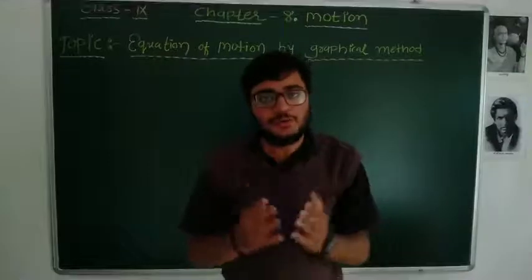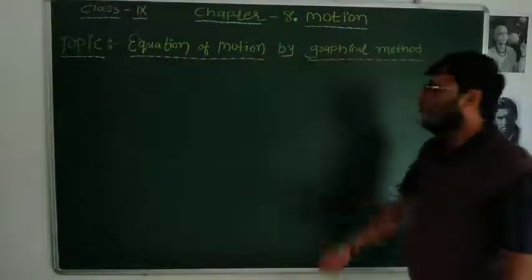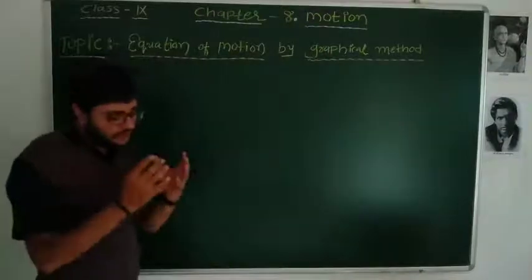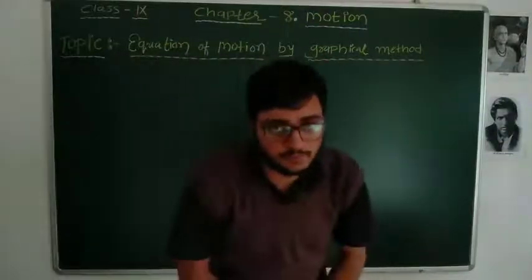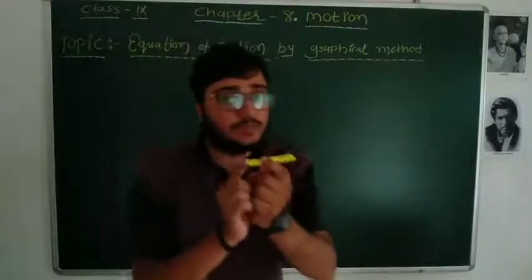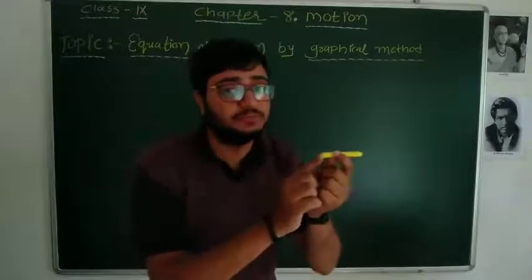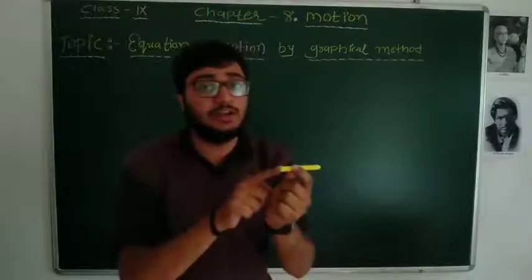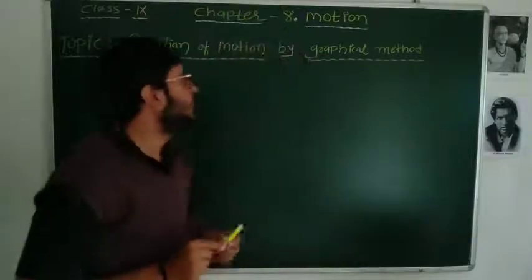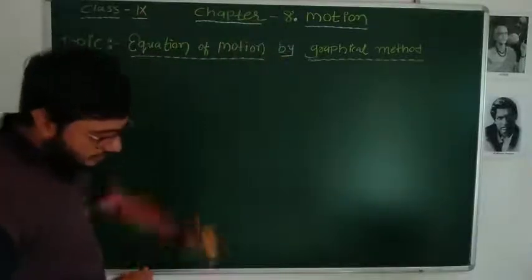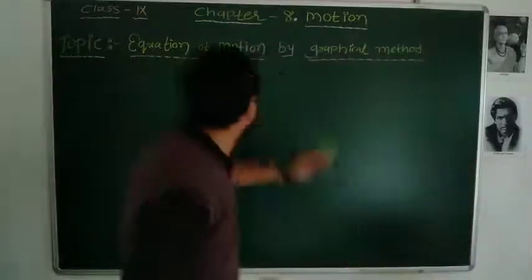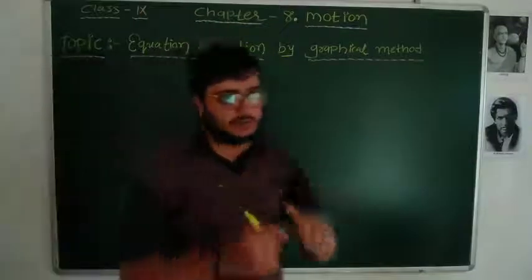Hello everyone, today we are going to learn class 9 chapter number 8, Motion. From this chapter title, the question arises in our mind: what is motion? Suppose this is one object. If this object moves or changes its position with respect to its surroundings with time, it is in motion. In this chapter we are going to discuss a more interesting and important topic, that is the equations of motion by graphical method.